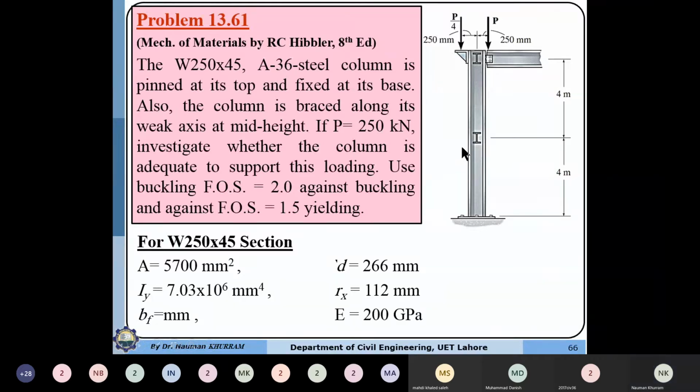Here I told you that the principle of superposition cannot be used for the secant formula or for the eccentric column. It means that you cannot determine the critical load separately for this load P and separately for this P by 4, and then add up the loads of both components. If you want to determine the net effect, you need to convert these two loads into a resultant load.